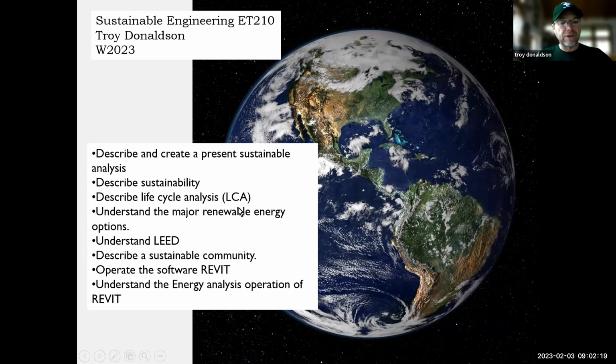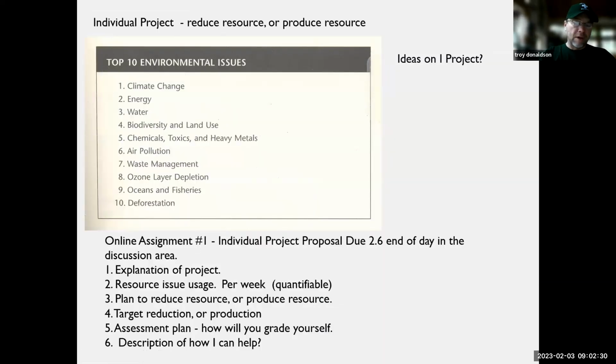The things we have to do here: we have to get into LCAs fairly soon, but we're going to move into the major renewable energy options and talk about those a little bit, starting with solar. But before I go into that, I'll talk about your individual project, because you have an individual term project in this class. So you need to start thinking about it. And by the end of day on the 6th, I'm going to want a proposal from you.